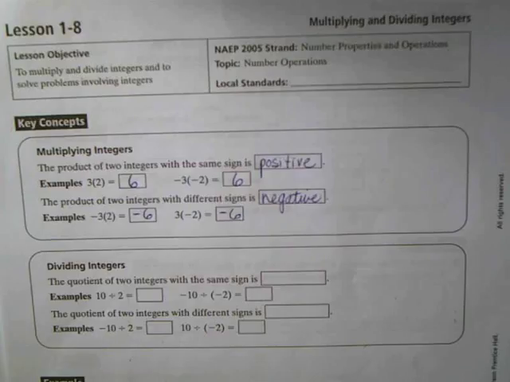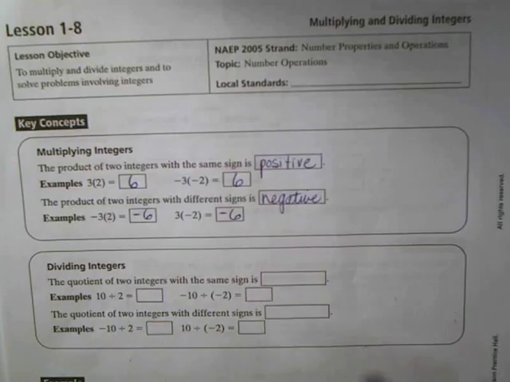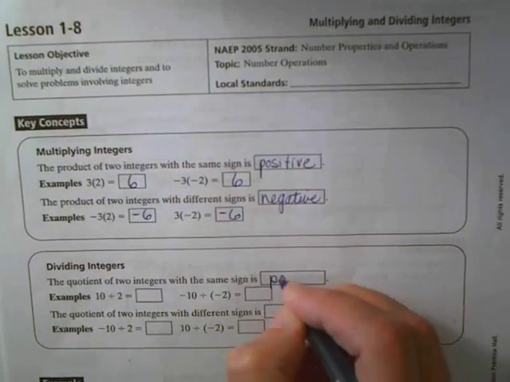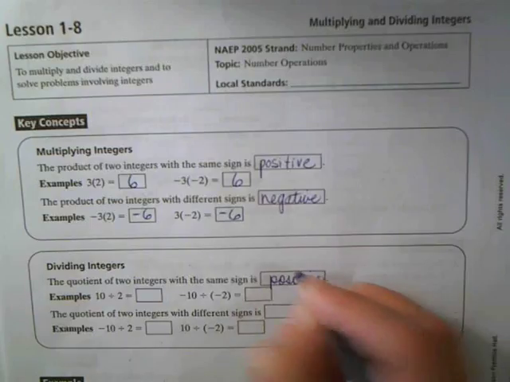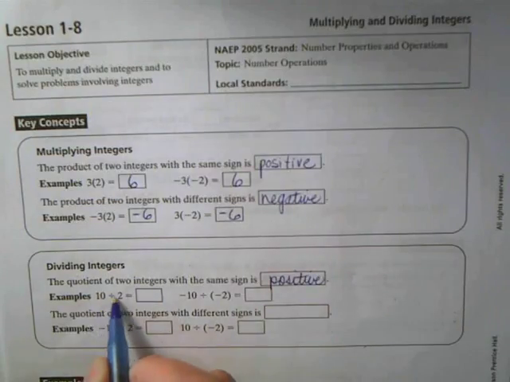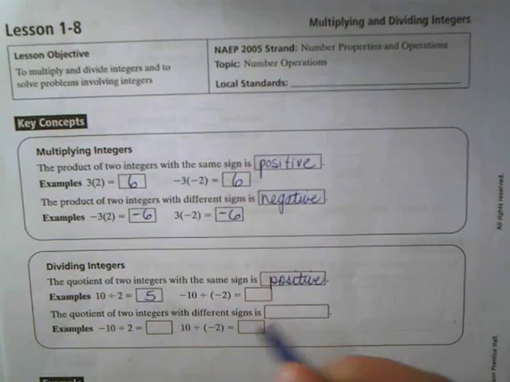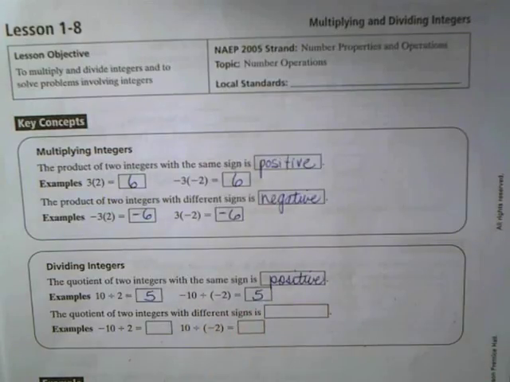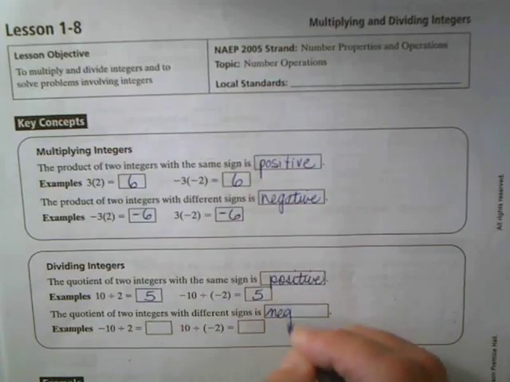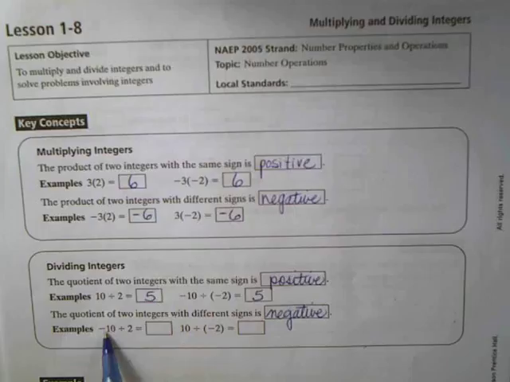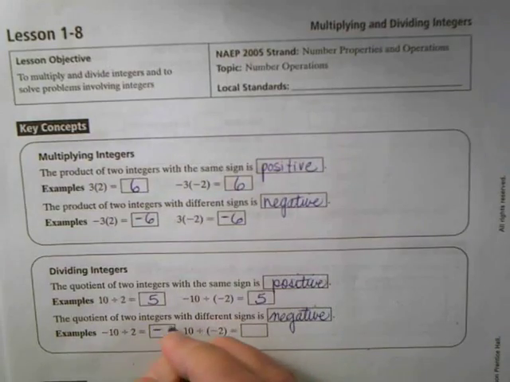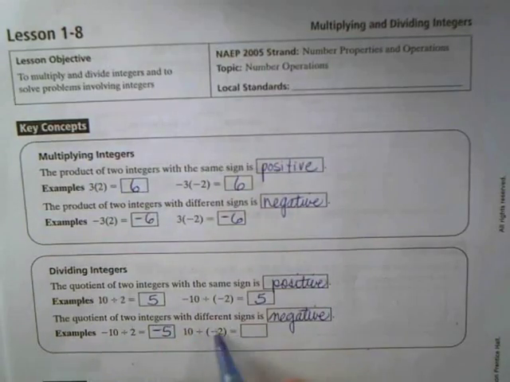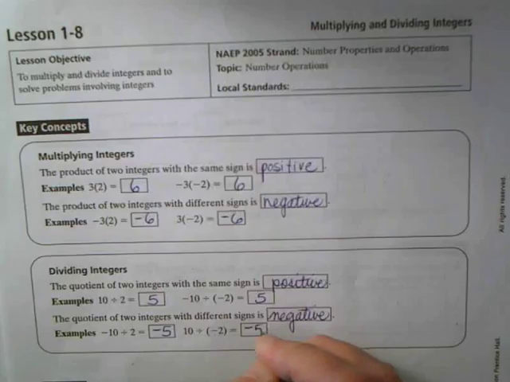Dividing integers. The quotient of two integers with the same sign is positive. For example, 10 divided by 2 is 5. Negative 10 divided by negative 2 is 5. The quotient of two integers with different signs is negative. Examples are negative 10 divided by 2 is negative 5, and 10 divided by negative 2 is also negative 5.